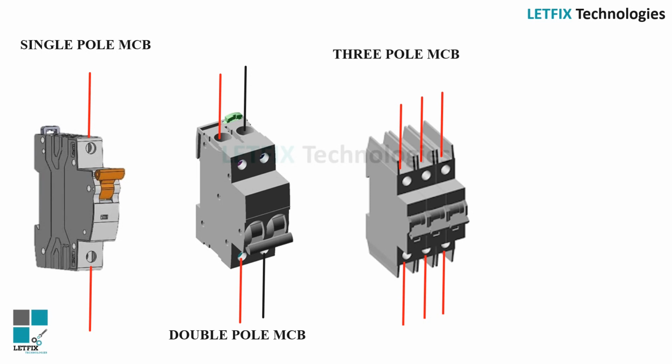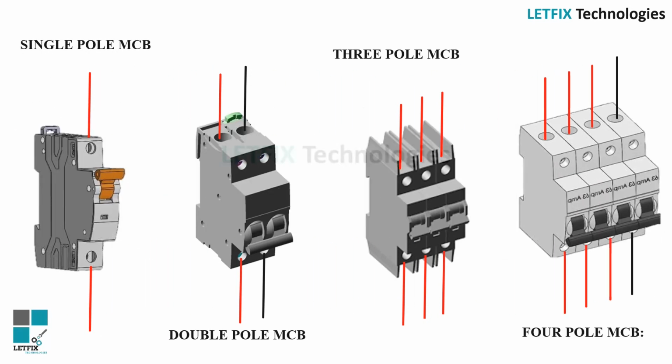Four-pole MCB. A four-pole MCB is similar to TPN, but additionally, it also has a protective release for the neutral pole. This MCB should be used in cases where there is a possibility of high neutral current flow through the circuit, as in cases of an unbalanced circuit.